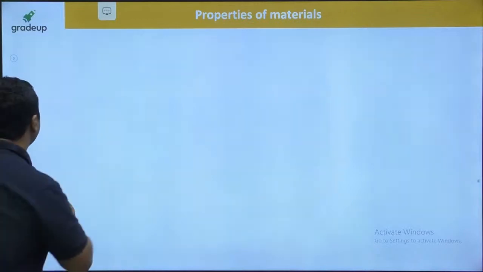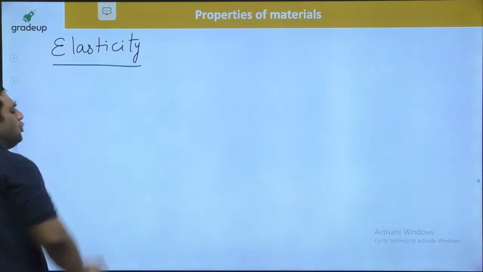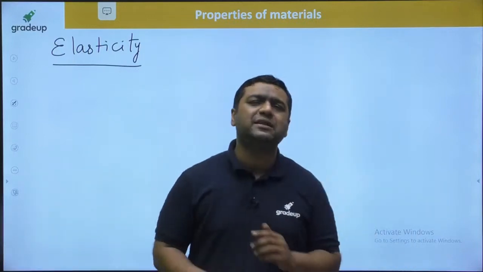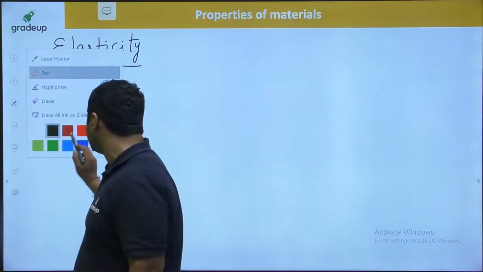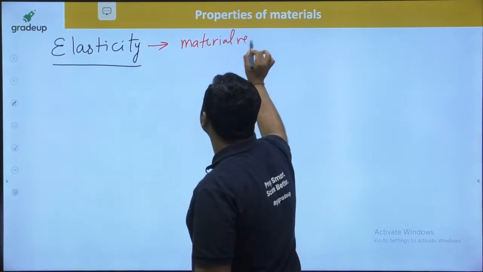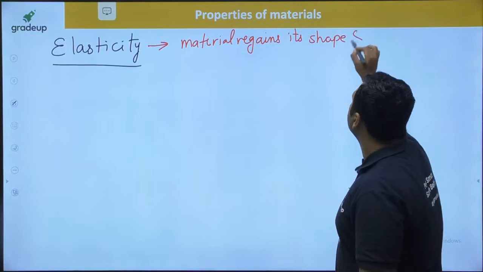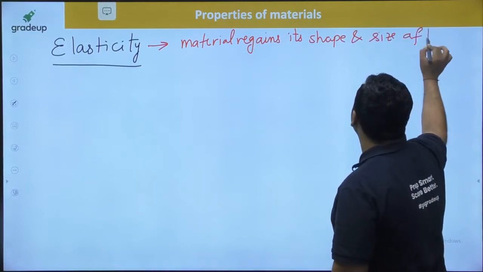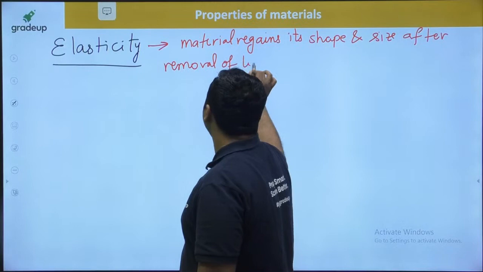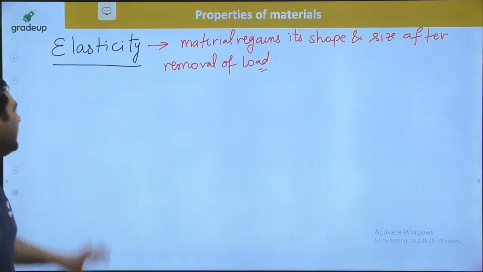So my dear, next property we are going to discuss is nothing but elasticity. Elasticity is a property of material by virtue of which the material regains its shape and size after removal of load. So my dear, this is the property by virtue of which material regains its shape and size after removal of load. Okay, so it is said to be elasticity.